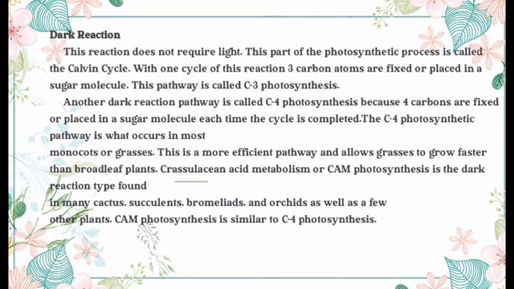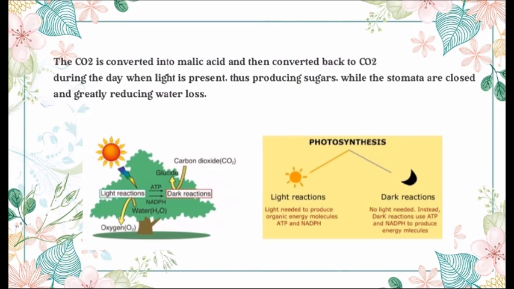The C4 photosynthesis pathway is what occurs in most monocots or grasses. This is a more efficient pathway and allows grasses to grow faster than broadleaf plants. The CAM photosynthesis or crassulacean acid metabolism is a dark reaction type found in many cacti, succulents, bromeliads, and orchids as well as a few other plants. CAM photosynthesis is similar to C4 photosynthesis. So we have the picture of how the light and dark reactions happen in photosynthesis.